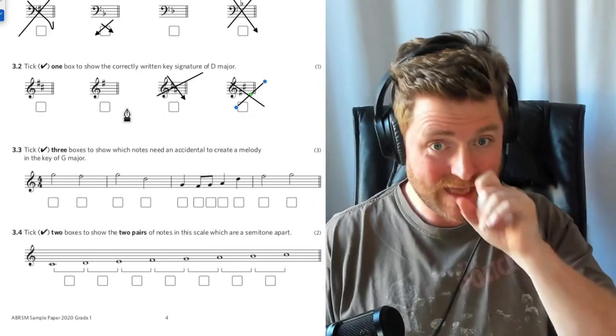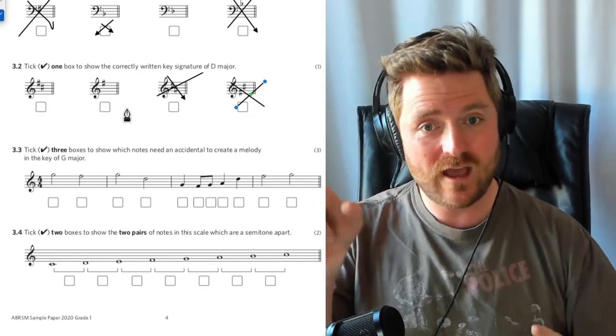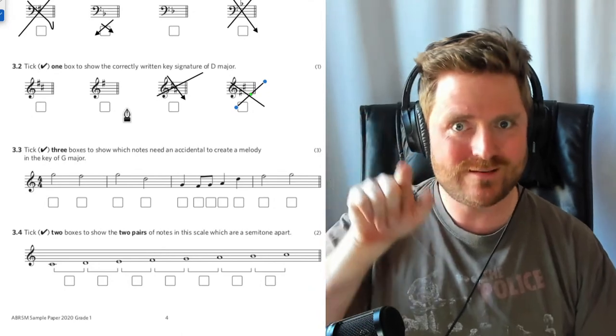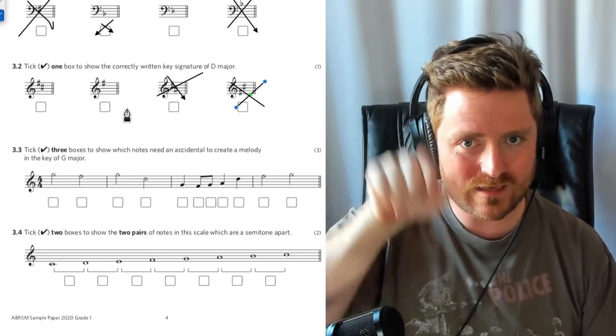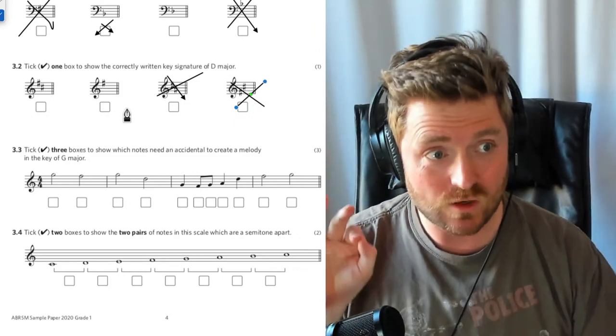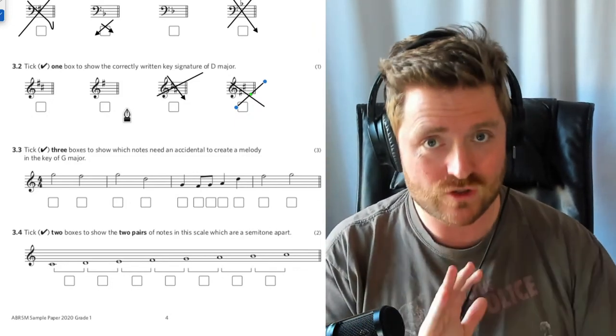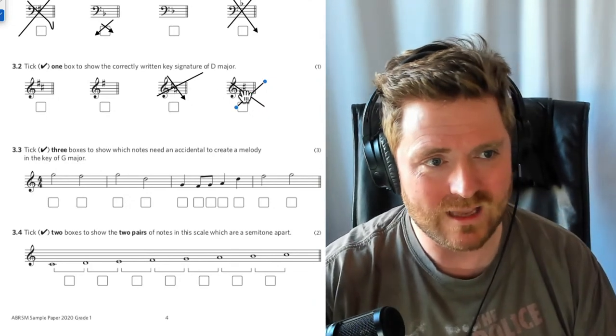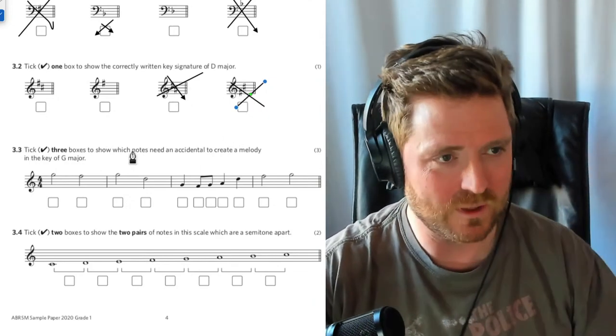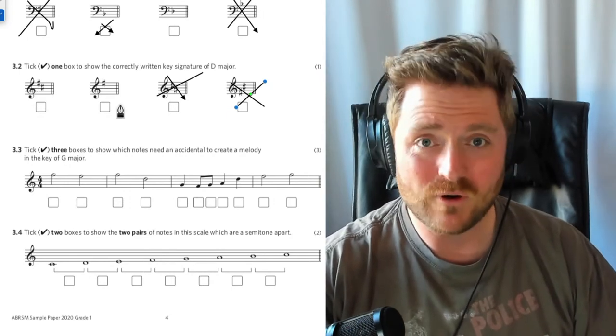It's all down to the order of the sharps and flats. If you remember, sharps have to appear as F, then C, then G, then D, then A, then E, and so on. Father Charles goes down and ends. The first sharp in the key signature will always be an F sharp. Always. So the fact this one has a C sharp and the F sharp's down here, absolute poppycock. So here we've got the option between the two.